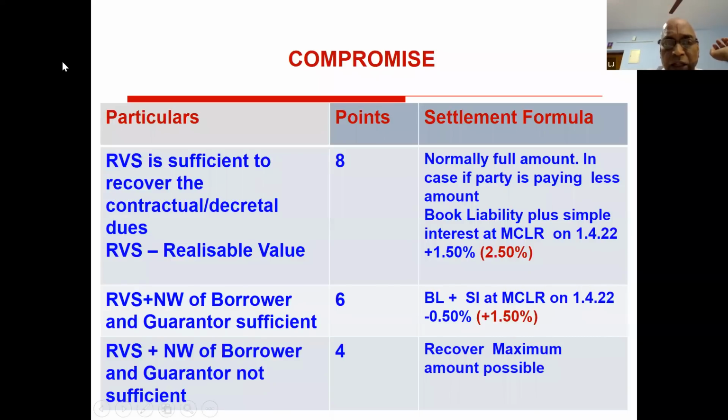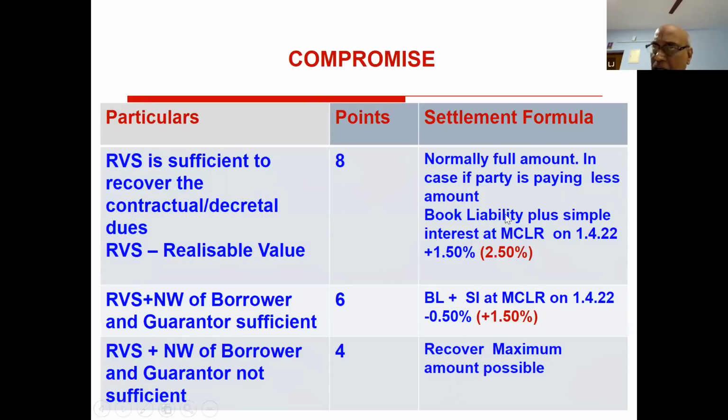If the realizable value alone is sufficient, then normally we will recover the full amount from the borrower. If the borrower says he is not able to pay the full amount due to various reasons, and the party is paying a lesser amount, then how much OTS amount will you ask the party to pay?